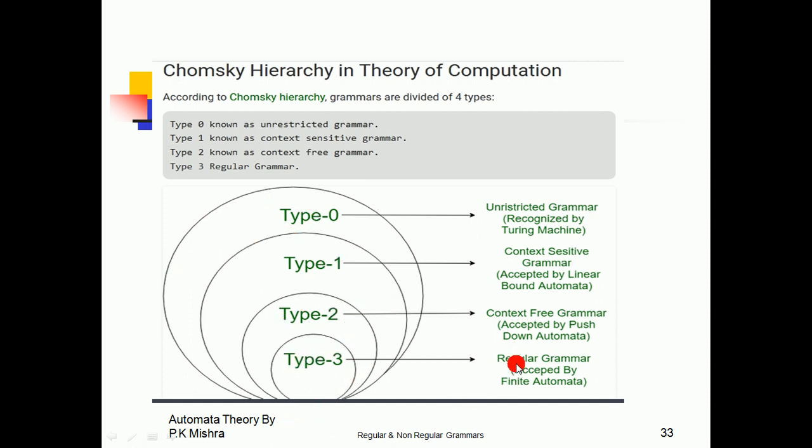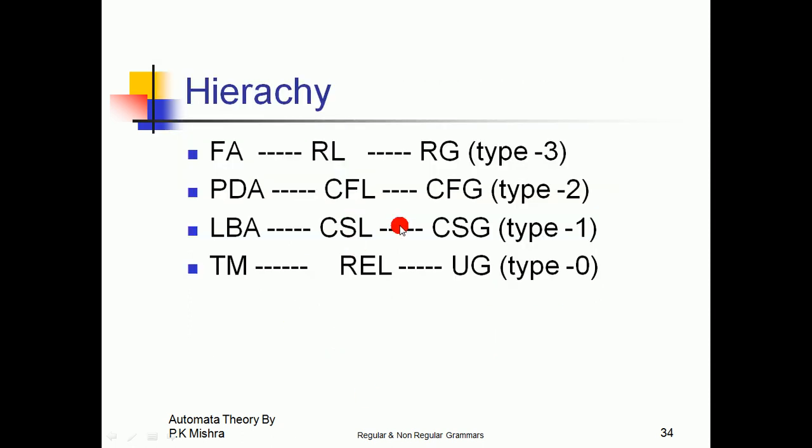Type 3 grammar is called regular grammar, type 2 grammar is called context free grammar, type 1 grammar is called context sensitive grammar, type 0 grammar is called unrestricted grammar. We will see it one by one. Okay, now see, a regular grammar, also called type 3 grammar, generates regular language, and this regular language is accepted by finite automata.